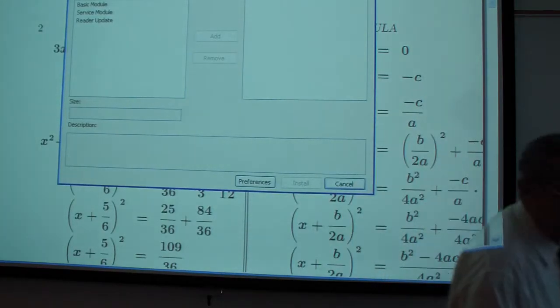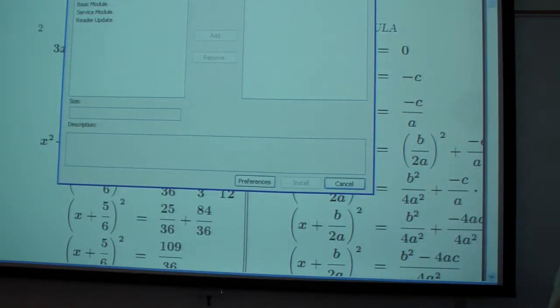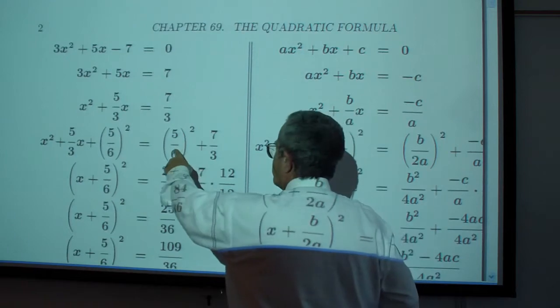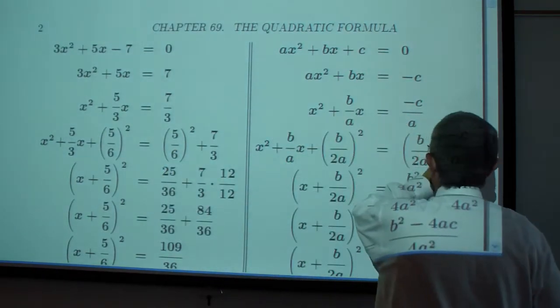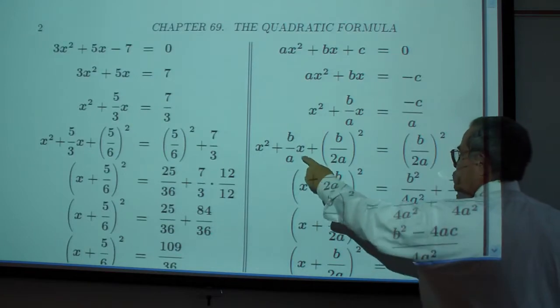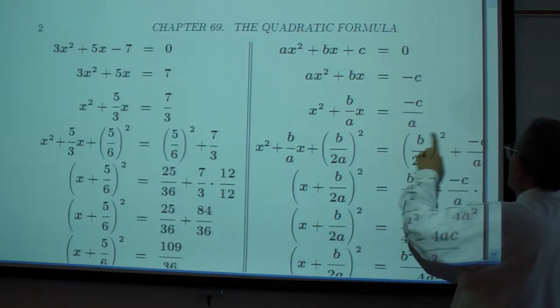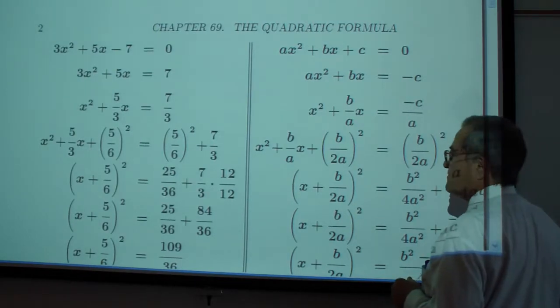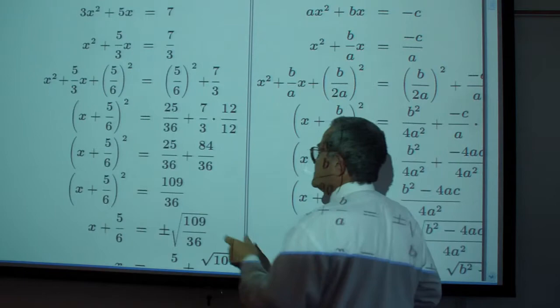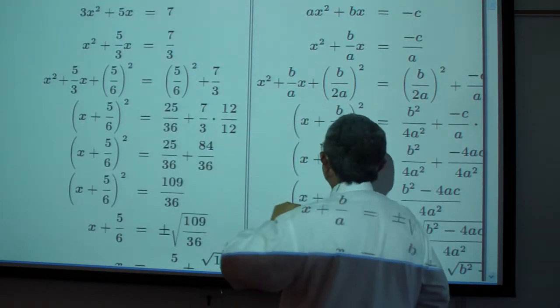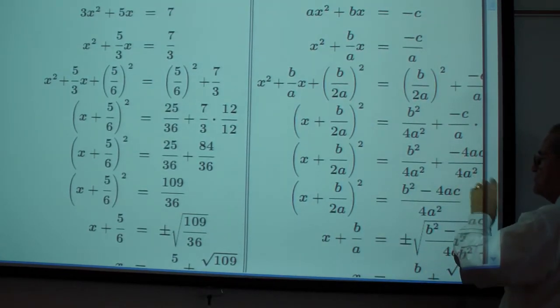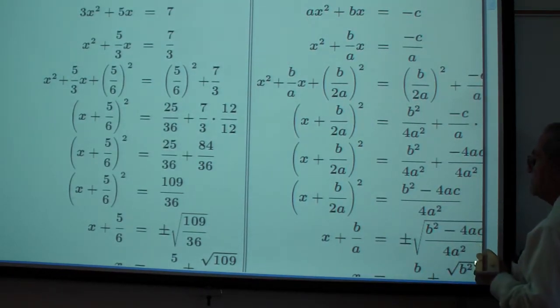So, you're going to add 5/6 squared to both sides. Right here, you need b over 2a quantity squared, which you add to both sides. Sorry, it didn't show up over here. So you wanted to get the same denominator, 36. You want to get the same denominator, 4a squared, multiply numerator and denominator by 4a.